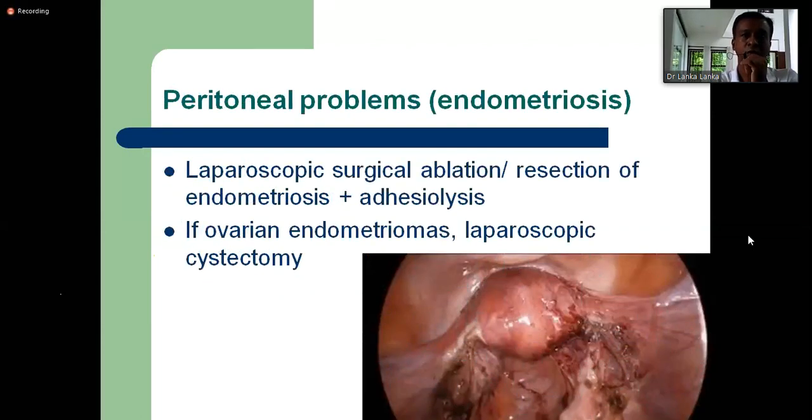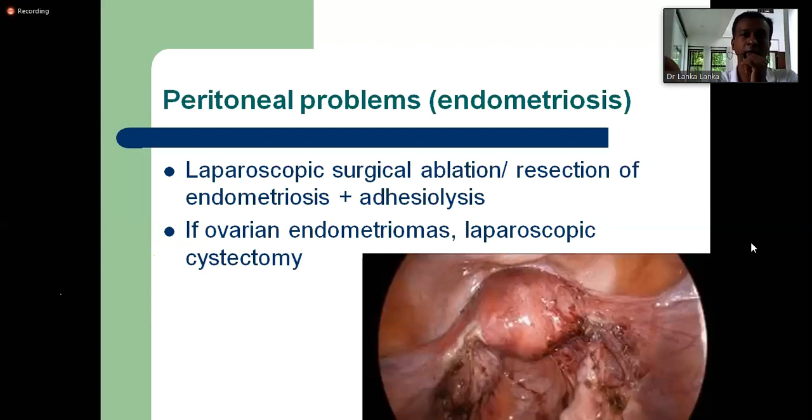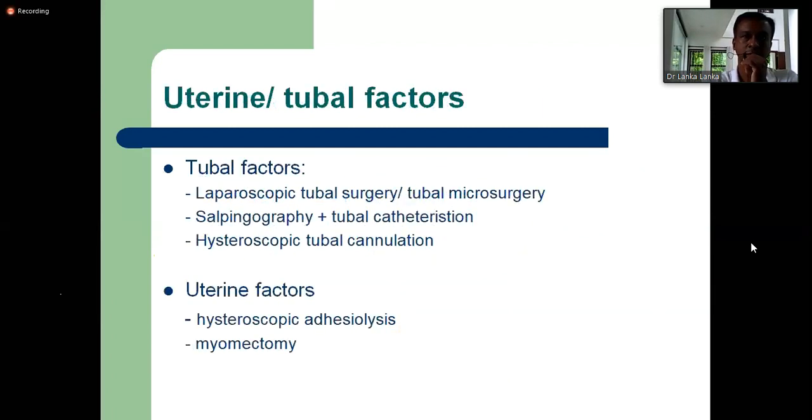Then if the woman is found to have endometriosis or adhesions, laparoscopically what you have to do is release the endometriotic adhesions, diathermize and do cystectomy. So that will greatly improve ovulation and subsequent pregnancy with the laparoscopic treatment for endometriosis.